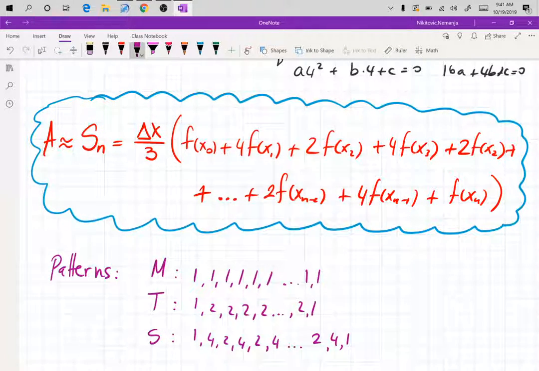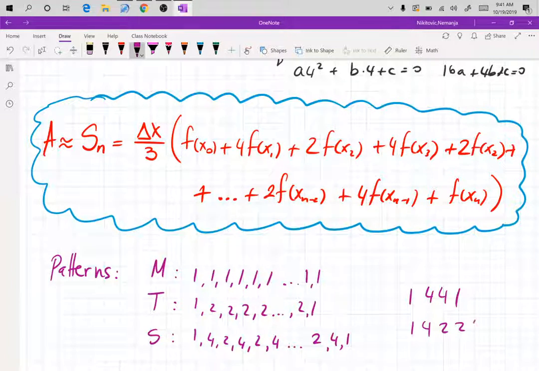The 4 points will give you a 1, 4, 4, 1 pattern. The other one will give you a 1, 4, 2, 2, 4, 1 pattern, right? So every time you will be adding stuff in the middle.